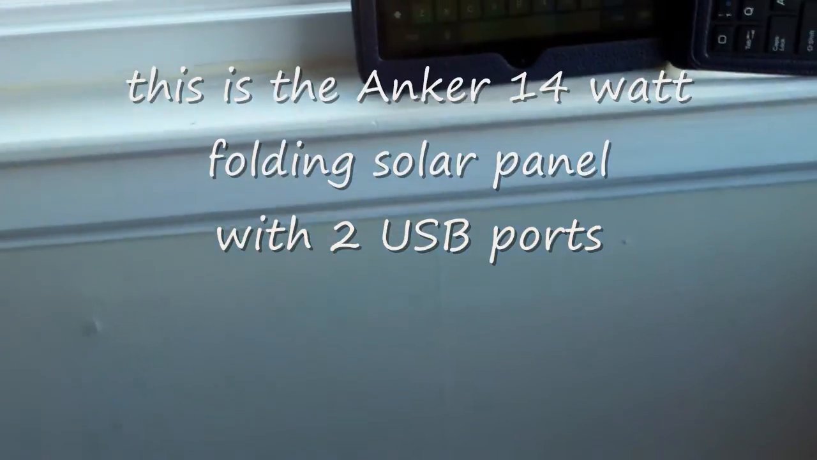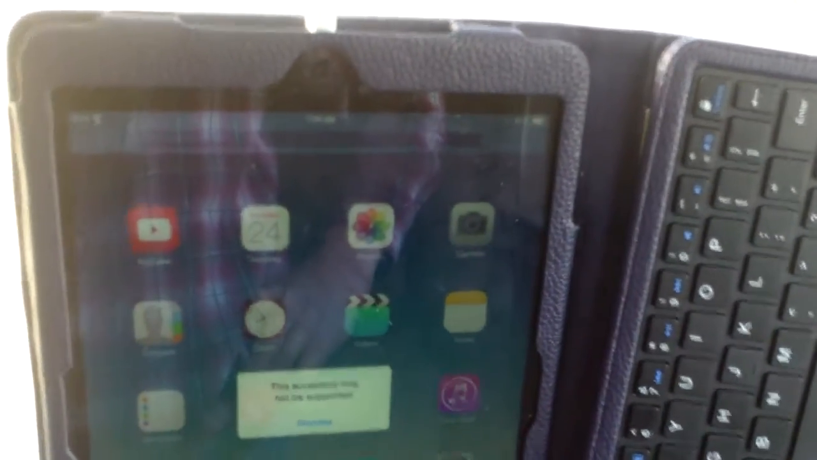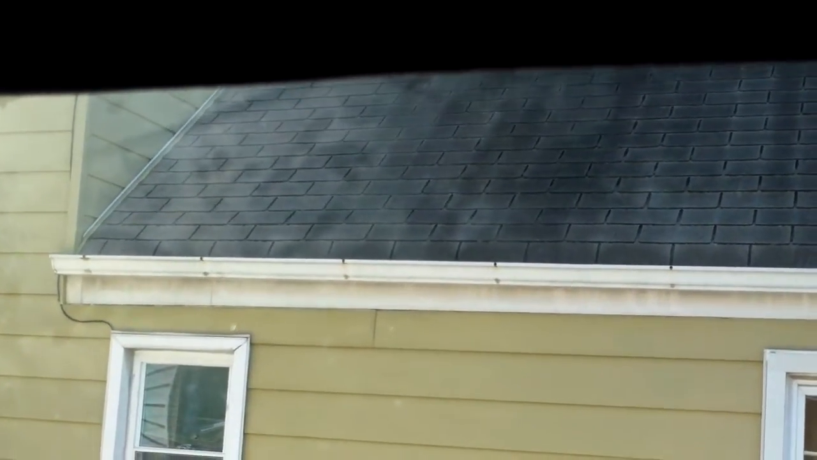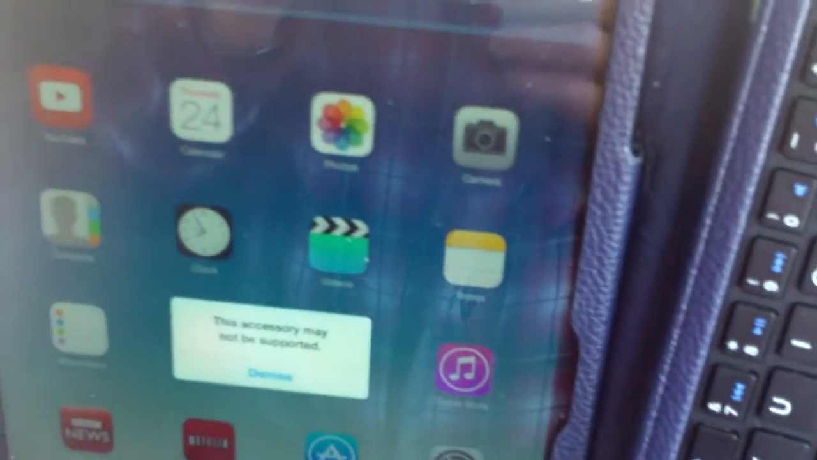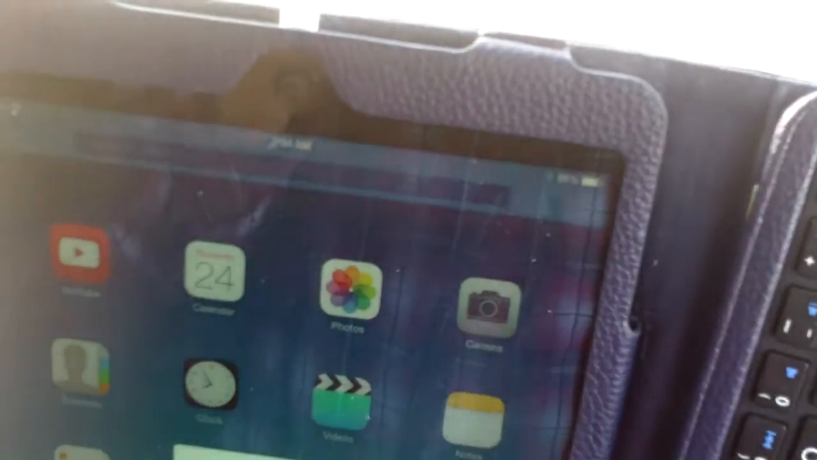So this is the setup. That's the solar panel. There are four panels, and this is the Anker 40 watts. And of course, when you are charging your iPad this way, it is not as fast as putting your panels outside. Even though it gets sunshine, I would say it's probably 60% of what you would get when you're putting this outside. Therefore, sometimes it doesn't say it's charging.